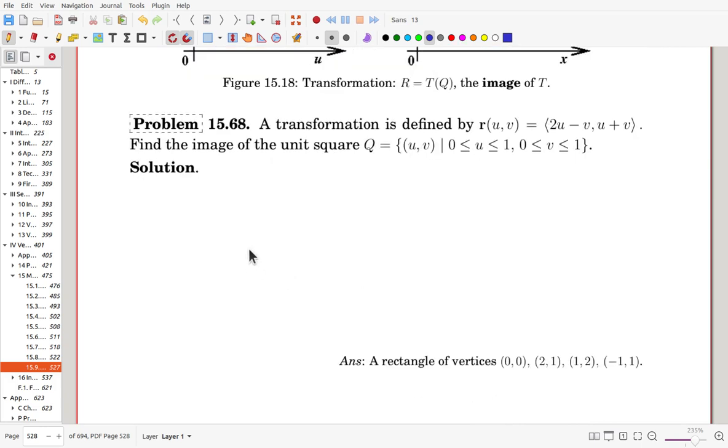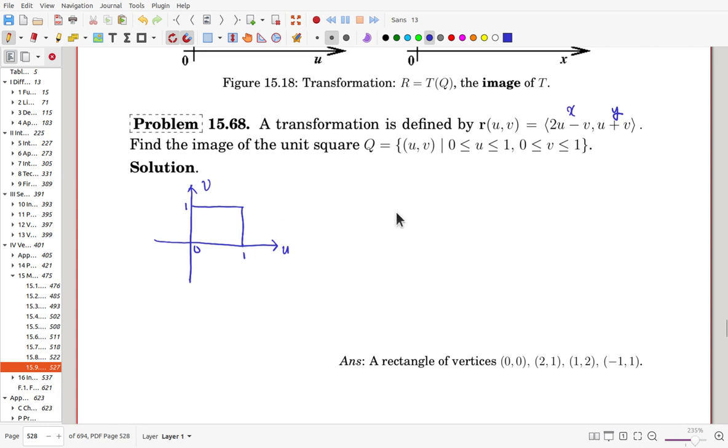In this example, we consider a transformation defined here, where that is x and that's y. Find the image of the unit square Q. That is the pre-domain, and we try to find the domain. The unit square is now in the UV domain. There is a U direction and a V direction. We have the unit square here, with 1, the origin, and 1, like that.